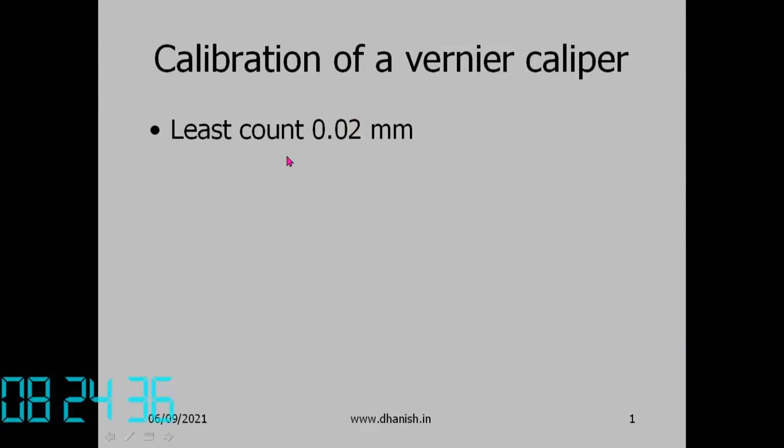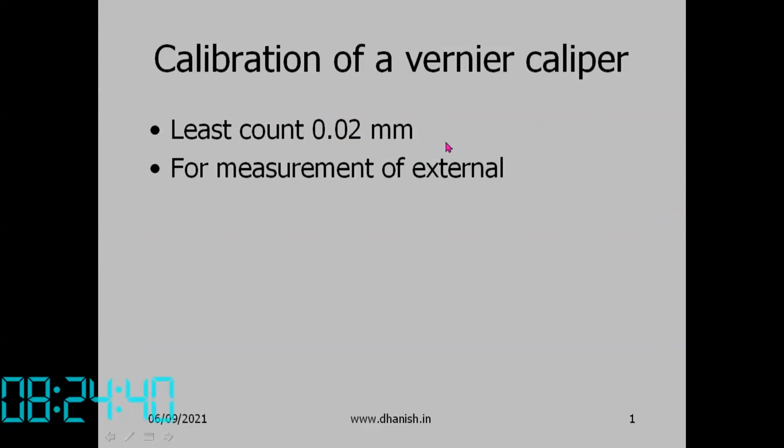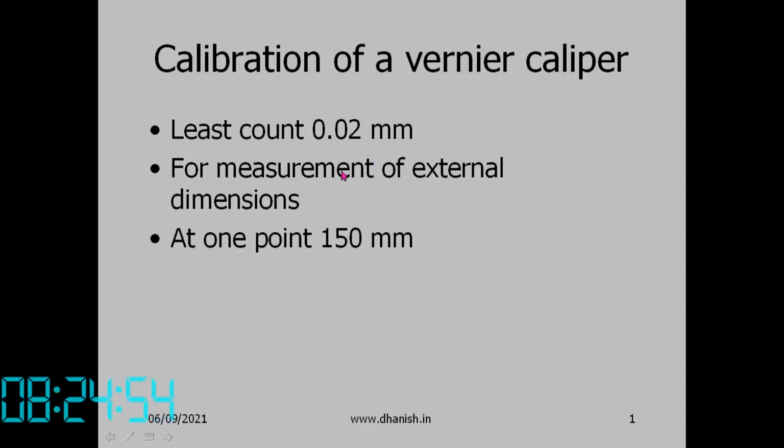So the Vernier caliper has least count of 0.02 mm. Now again, in a Vernier caliper there are several jaws, internal jaw, outside jaw. So for measurement of external dimensions, we use the external measuring jaws. And this case study is discussing only calibration at a single point, 150 mm.